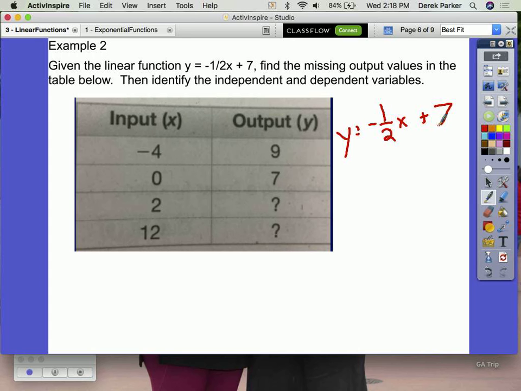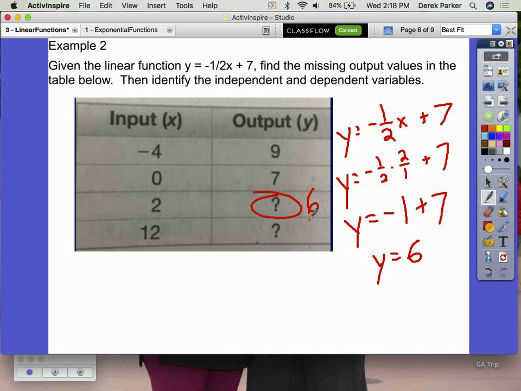Okay, this is really easy. So we're looking for this guy right here. When x is 2, what is y? So we plug it in. y equals negative half times 2 over 1 plus 7. y equals negative 1 plus 7. y equals 6. And then I would do the same thing for 12. y equals negative half times 12 plus 7. y equals negative 6 plus 7. y equals 1.